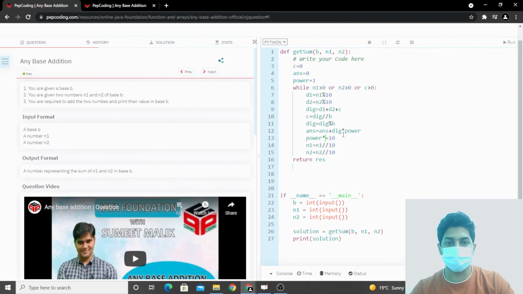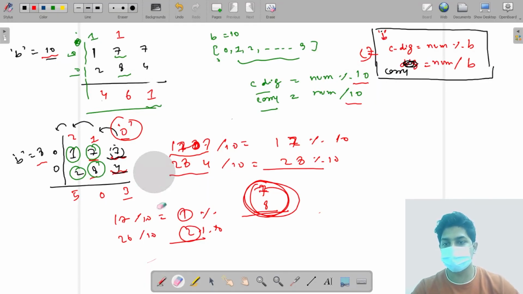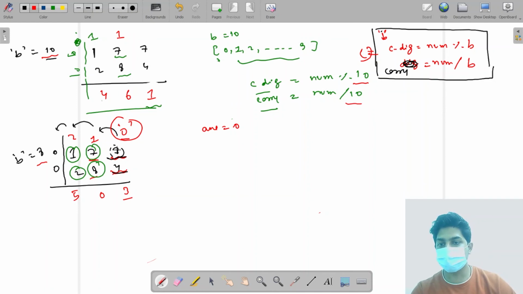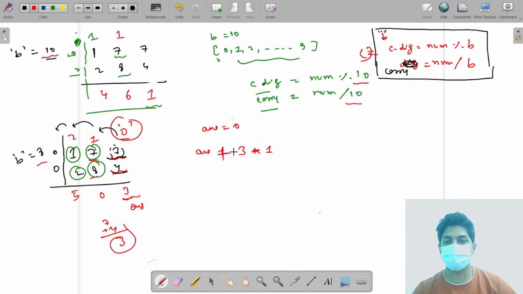Now, what am I doing in these two lines: answer equals answer plus digit into power, and power into equals 10. We have initially made a variable answer equal to 0. First time when I added 7 and 4, I got digit 3, and 3 is at the ones place. So in my answer I will add 3 at ones place, 3 into 1, so my answer will become 3.